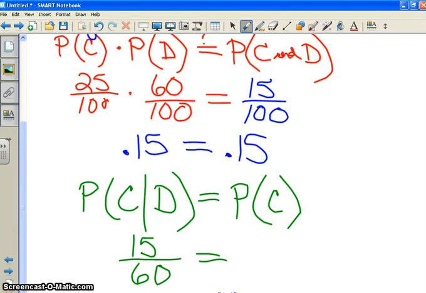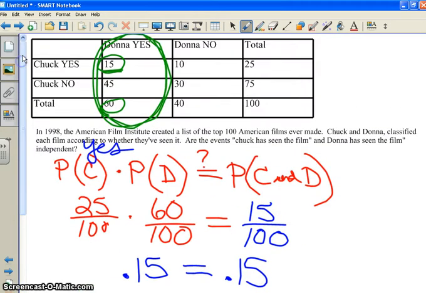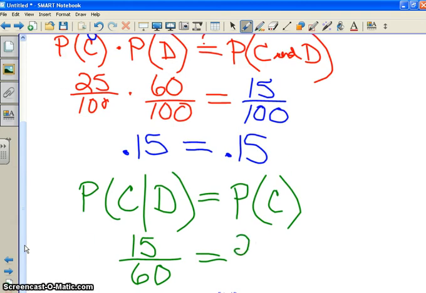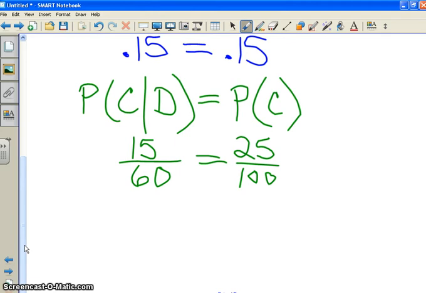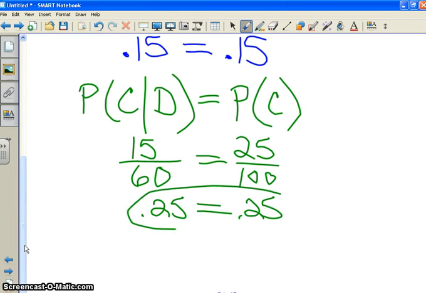And now the probability that Chuck has seen a film is back over here, 25 out of the 100 films. And you could check to see whether this is equal by cross-multiplying, or we could change these into decimals. This is 0.25, and abracadabra, so it's 25/100. So again, the two probabilities are the same, so the two events are independent.